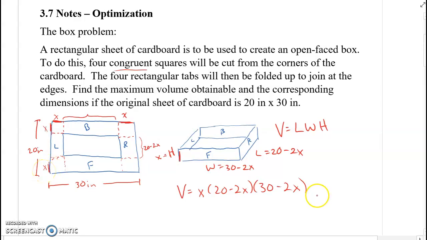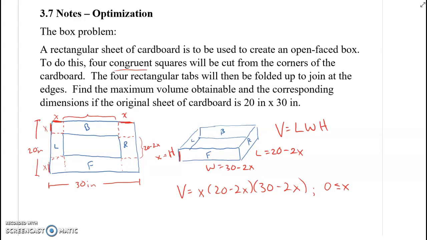If we in fact let x equal 0, then we won't have any flaps to fold up, right? If x equals 0, we don't have a front, left, back, or right flap to fold up, and we get a volume of 0. But that fits, because if x equals 0, we've got 0 times 20 times 30, which is 0.